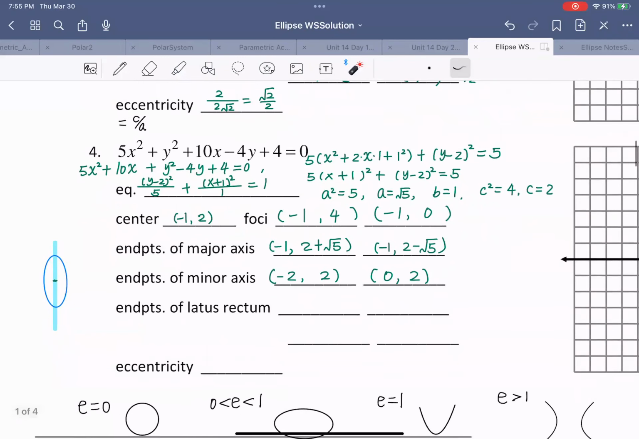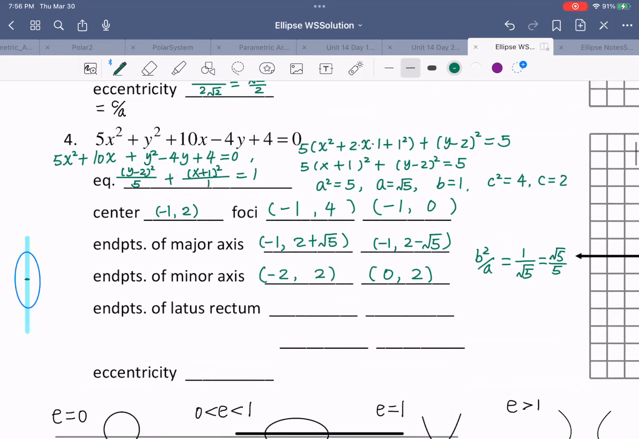Let's go ahead and get the B squared over A. B squared over A equals? 1 over square root 5, which is square root 5 over 5. Correct? Yes. So how do we write down the lattice rectangle endpoints?